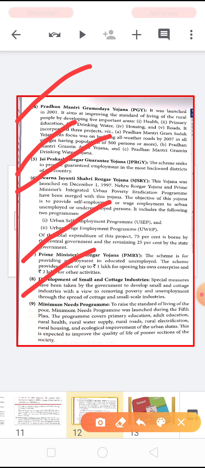So children, to raise the standard of living of the poor people, the minimum need program was launched during the fifth plan. The program covers primary education, adult education, rural health, rural water supply, rural roads, rural electrification, rural housing, and ecological improvement of urban slums. So this is expected to improve the quality of life of the poor sections of society.